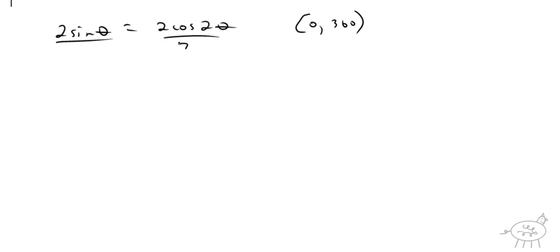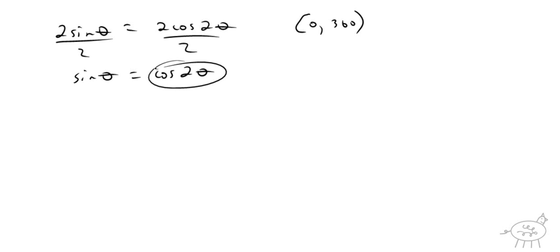2 sine theta equals 2 cosine of 2 theta. And I want this one in degrees, so we're going to say between 0 and 360. Well, obviously the first thing to do is divide by 2. It just makes sense to do that, right? So you get sine of theta, and we're allowed to divide by 2 because it's constant. So sine of theta equals cosine of 2 theta.